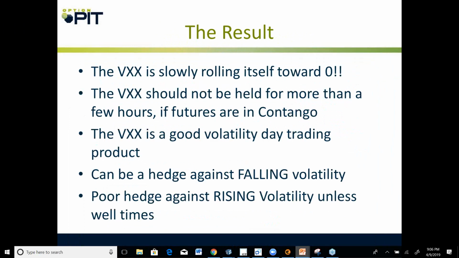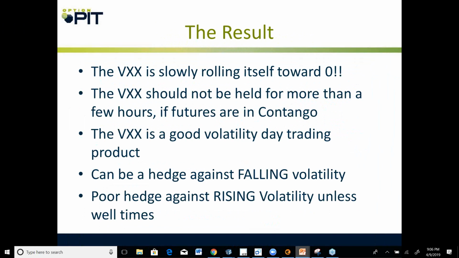So the point is that VXX, and VXXB, now VXX, is still rolling itself to zero. The VXX should not be held for more than a few hours if futures are in a contango. If you just want to see if vol is going to go up that day, it's a good product.